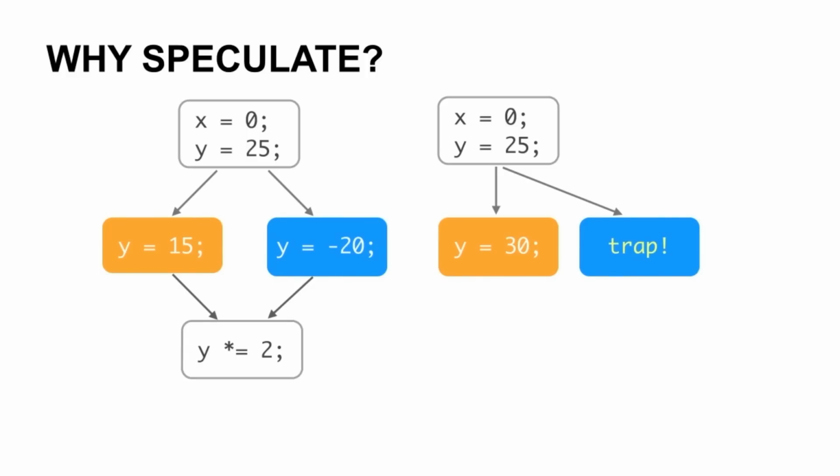It doesn't even get rid of the branch. We have to keep the branch to know that we've made a mistake to use the trap. Yes, but optimization isn't just one thing. Consider the example here. X equals 20, y equals 25. Down one branch, the hot one, y equals 15. Down the other branch, the cold one, y equals negative 20, and then we have a diamond with y times equals 2. If we know the right branch is always cold, and we can replace it with the trap, well, we could turn the left branch into just y equals 30.